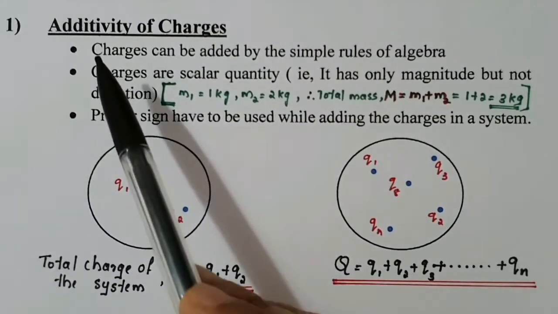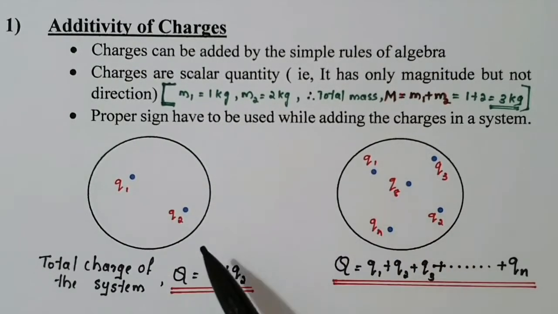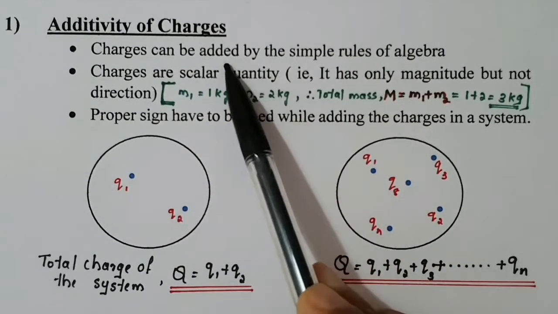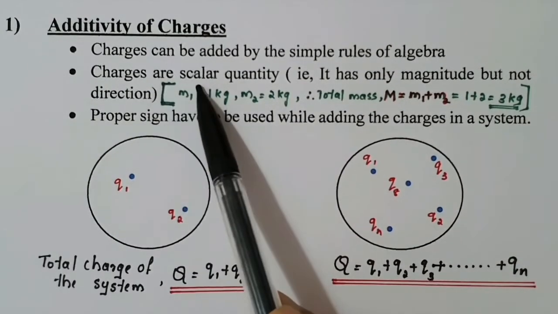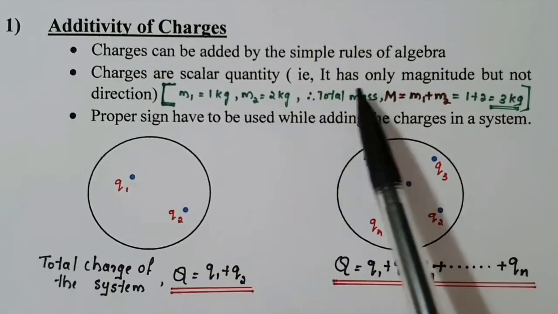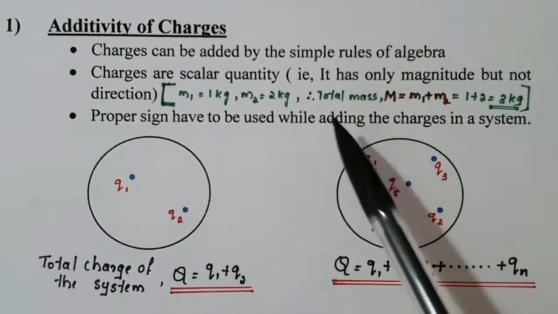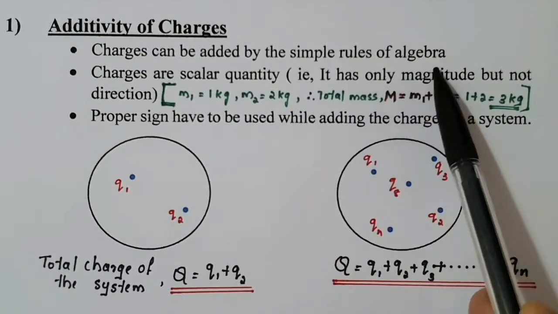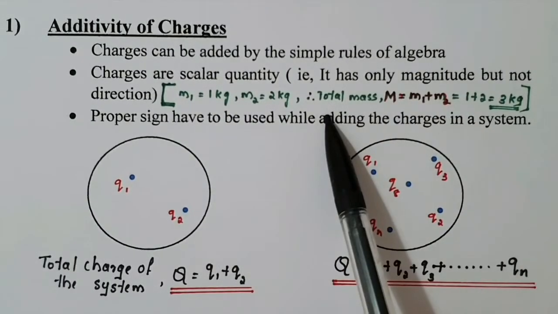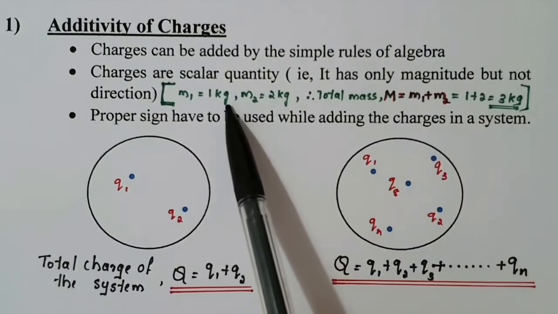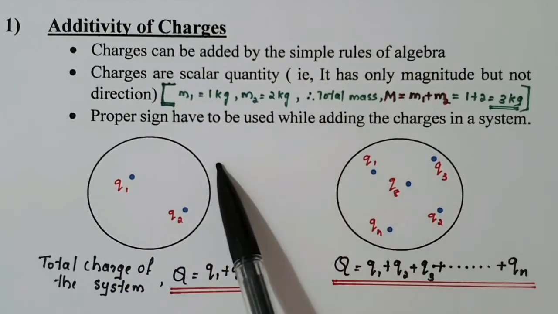The first property is additivity of charges. Charges are additive in nature, which means we can add charges like real numbers because electric charge is a scalar quantity. It has only magnitude but no direction. So charges can be added by the simple rules of algebra, just like we add the masses of bodies. But the only difference is that mass is always a positive quantity, whereas charge can be positive or negative.